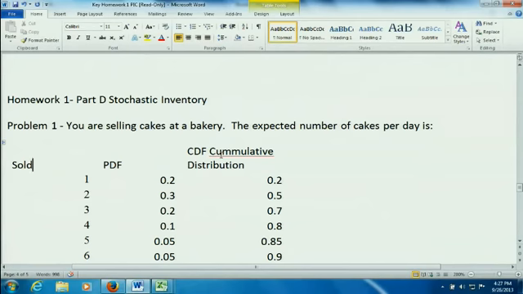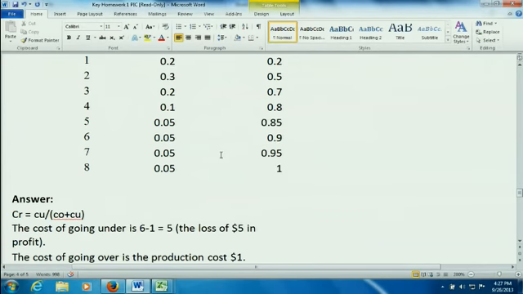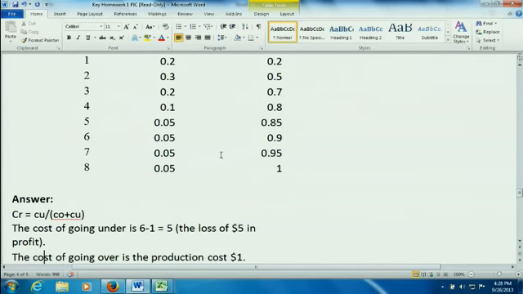I'm working at a bakery selling cakes. The expected number of cakes per day is given in the table. Well, this is a Newsvendor problem, and you have to compute the underage cost and the overage cost. Well, cakes cost $5 to produce, or no, they're sold for $6. They cost $1 to produce. There is no salvage cost.